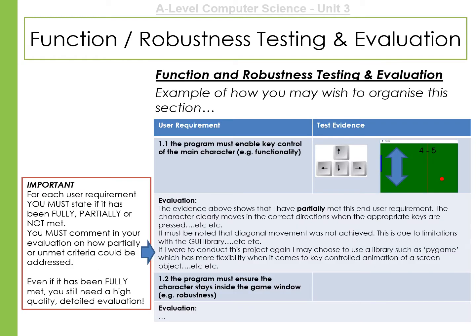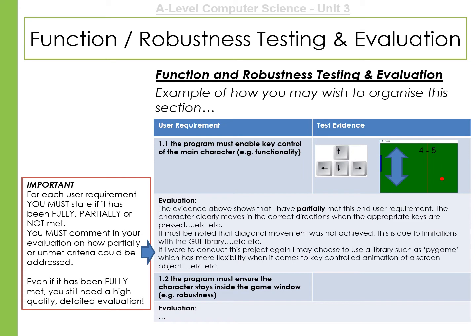So here you can see the example. Our user requirement is 1.1. The program must enable key control of the main character, such as functionality. Here you can see the test evidence. We've got a screenshot of the keys, and you can see in this example how this has worked. My evaluation is underneath this in a new section. So you can see the evidence above shows that I've partially met this user end requirement. The character clearly moves in the correct directions when the appropriate keys are pressed.